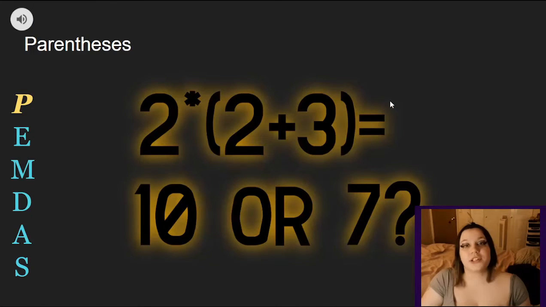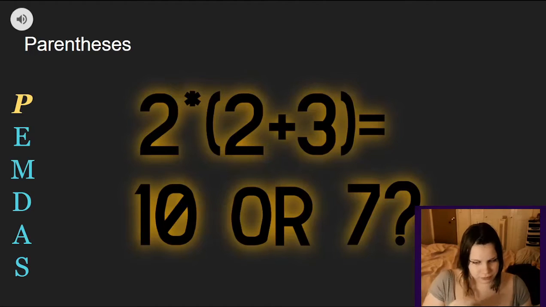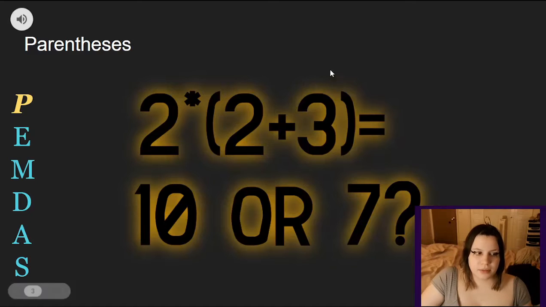Okay, so first up, we've got parentheses. So we've got 2 times parenthesis 2 plus 3 parenthesis. And I've got 2 little answers down here for what it can be, either 10 or 7. To get 7, it would be 2 times 2, giving us 4 plus 3. Or we could do what's in the parentheses first, 2 plus 3, and multiply that by 2 to get 10.